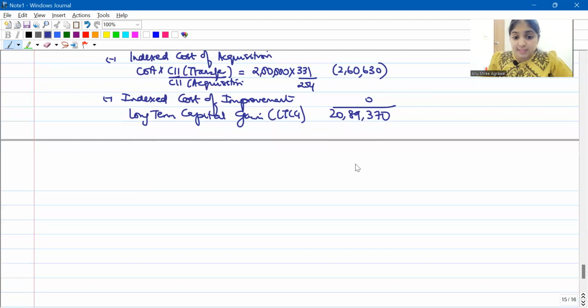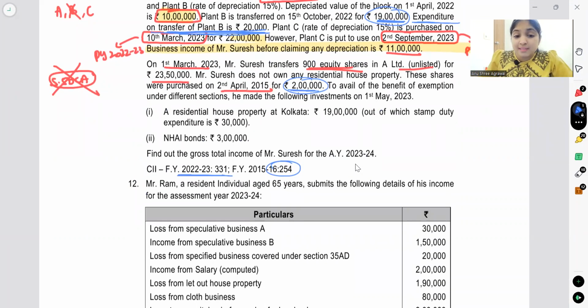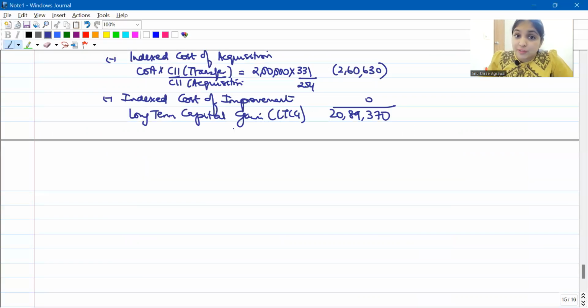Now what else do they say? Our assessee is making these purchases. He buys a residential house property at Kolkata for 19 lakhs. Guys, he's selling a long-term capital asset, shares, not being a house property, and he's buying another house property, and he also does not own any other property. So which section comes to your mind? Section 54F exemption I can give, guys. So less Section 54F exemption, we'll have to give a note on this.